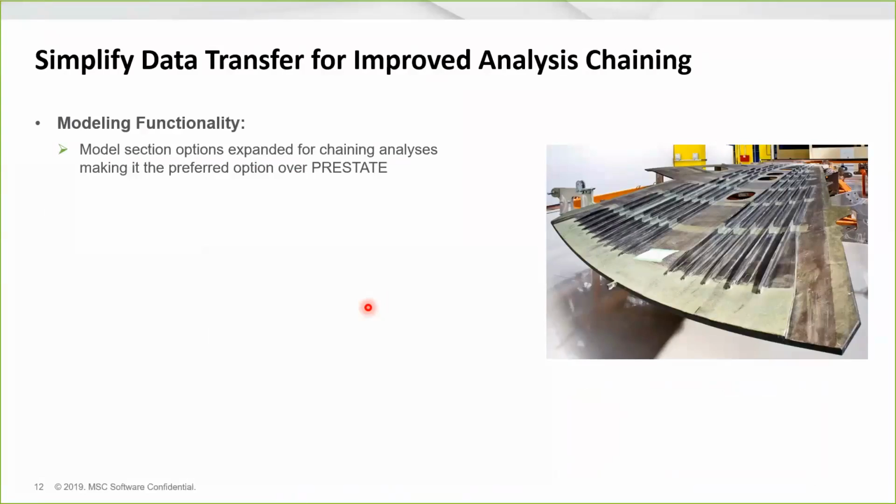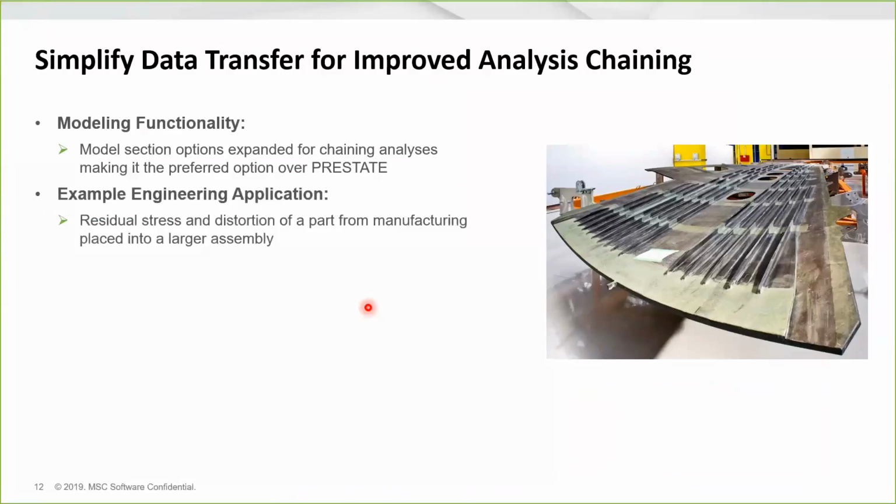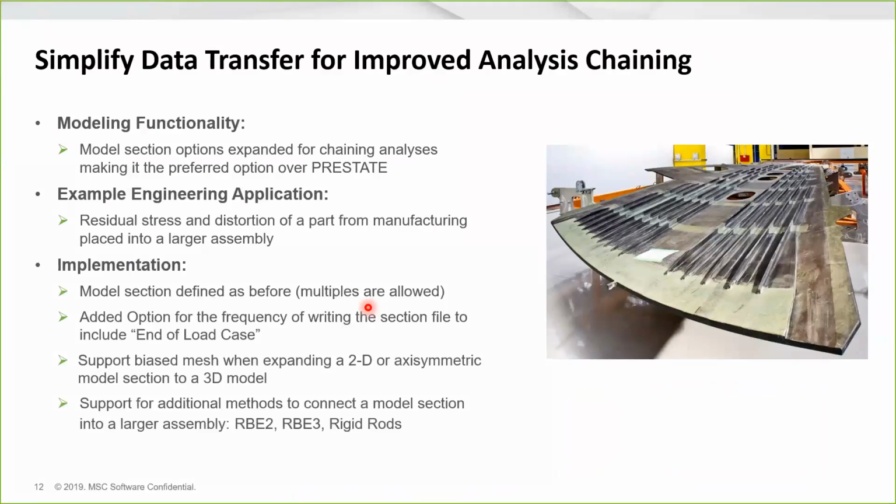And if you see any issues, of course, always report them to us, because model section is definitely our path forward. So an example application might be residual stress and distortion of a part from manufacturing. And then you want to place it into a larger assembly, or you're sending it to someone else to do some other analyses on it, and you want that state that happened before. Instead of them rerunning it, they can use the model section to pull the actual state over into the new analyses. So the model section is defined as before, and you can do multiples.